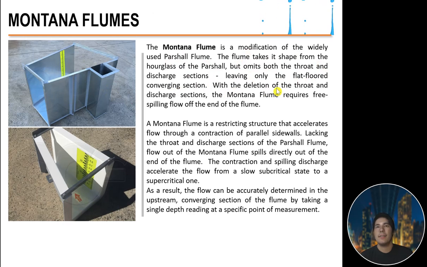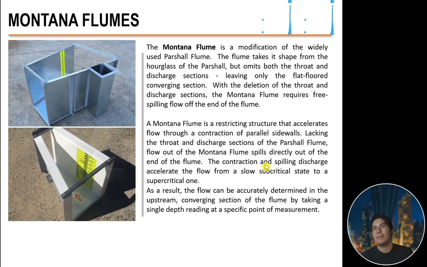With the deletion of the throat and the discharge section, the Montana flume requires free spilling flow off the end of the flume. So the Montana flume is a restricting structure that accelerates flow through the contraction of the parallel side walls. Lacking the throat and discharge section of the Parshall flume, the Montana flume spills directly out of the end of the flume.